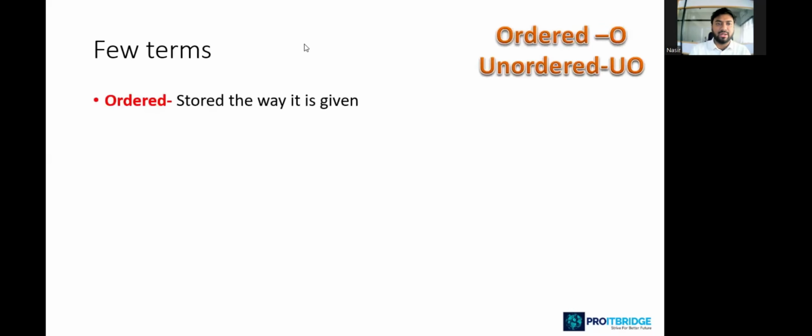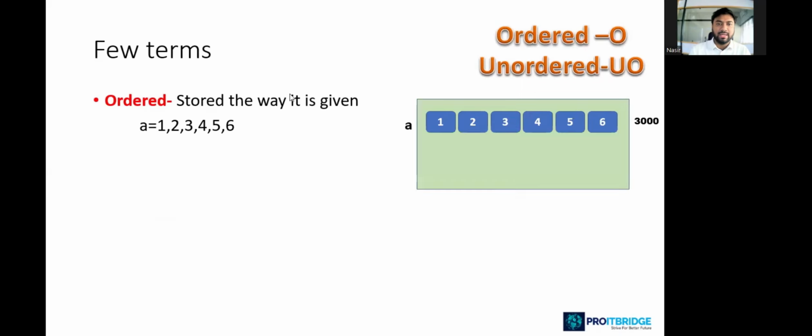See, what is ordered and unordered, right? It's very simple. When I say ordered, it is stored in the way we give. Now, when I'm saying A is equals to 1, 2, 3, 4, 5, 6, I'm creating a list. Okay, now this goes and sits in the memory in the exact order the way it has been created.